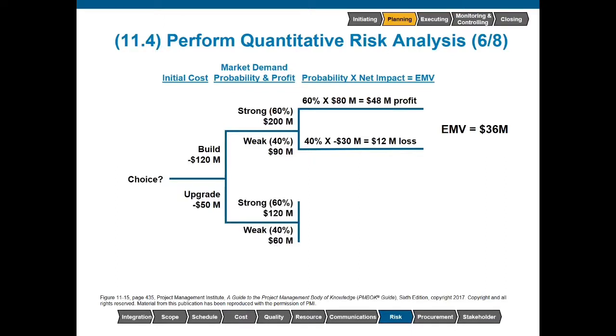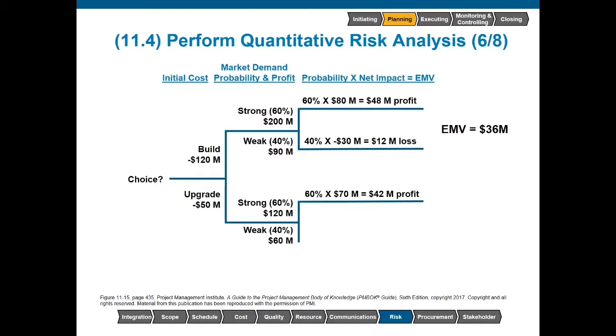If we decide to upgrade an existing structure, that initial investment of $50 million is significantly less, and we're going to assume that it's not going to have any type of impact on the probability for a strong or weak market. If there is a strong market, we'll be able to sell for about $120 million. And if we subtract that $50 million, we have about a $70 million profit. There's a 60% chance of that $70 million profit, which means an expected monetary value of $42 million.